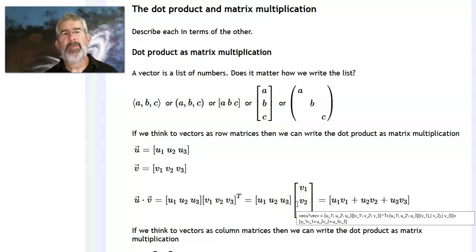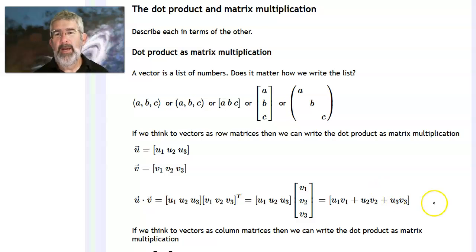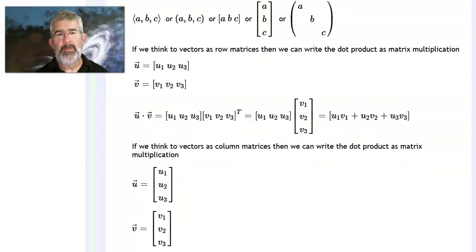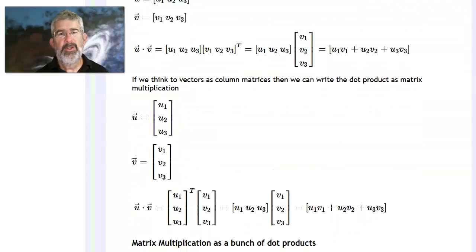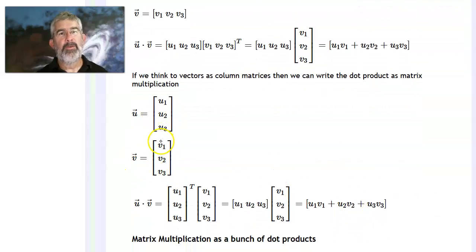It's a 1 by 1 matrix. It's a matrix with one thing in it. You can just think of what is the value in it. And when you look at what the value is, you're going to have u1 times v1 and u2 times v2 and u3 times v3 and add them up. That matrix multiplication actually does that dot product. So thinking of these as row matrices, the dot product is just one of them times the transpose of the other.